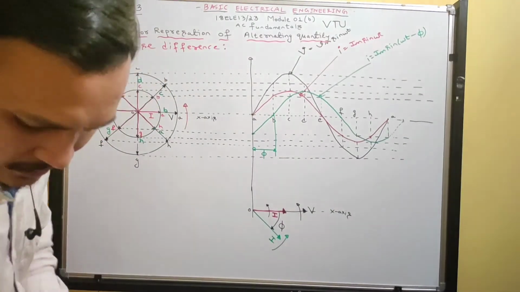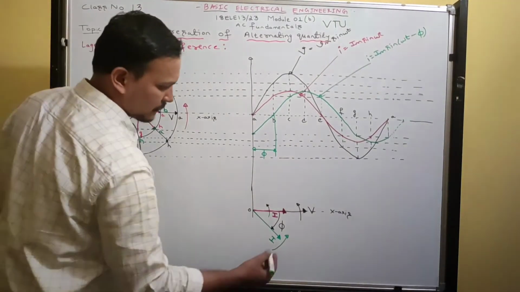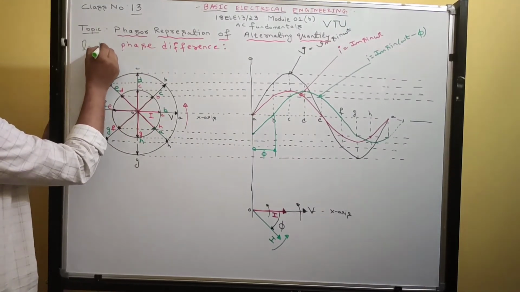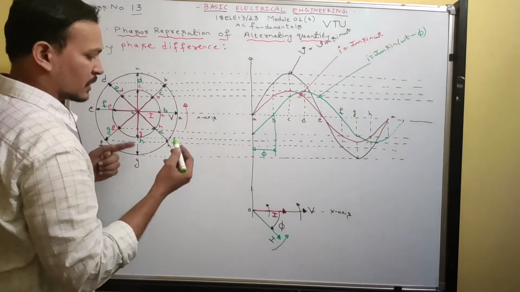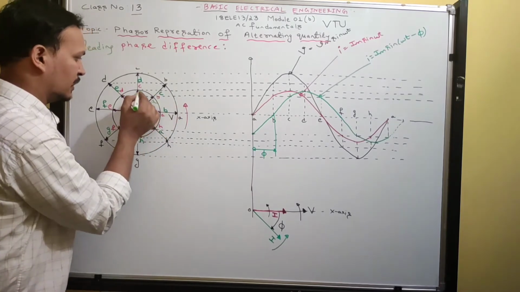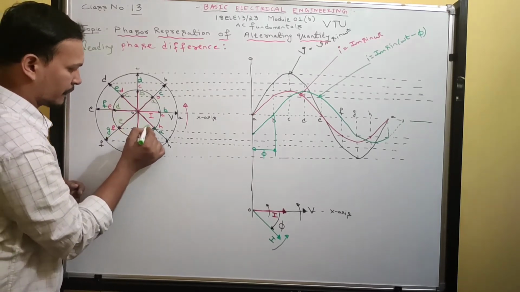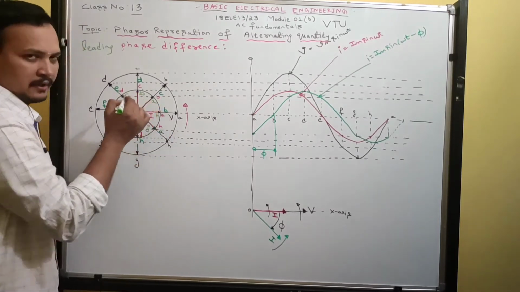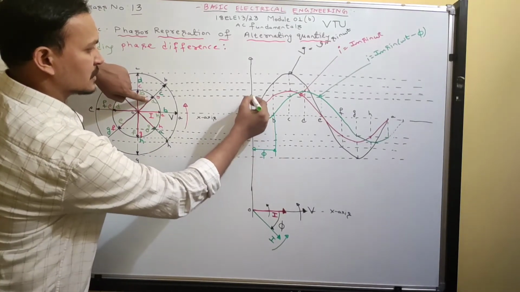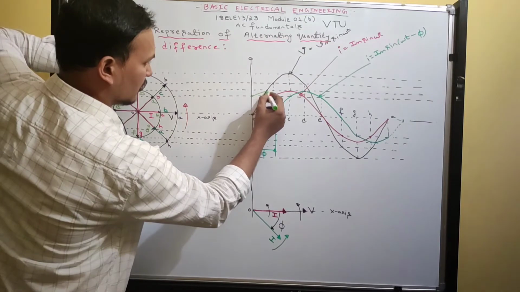Next, observe the leading phase difference. For the leading phase difference, consider the light green color. This is the starting position, A. I am writing inside: A, B, C, D, E, F, G and H, again A. The starting position has a positive value. Now move to position B. At B you will get the maximum.